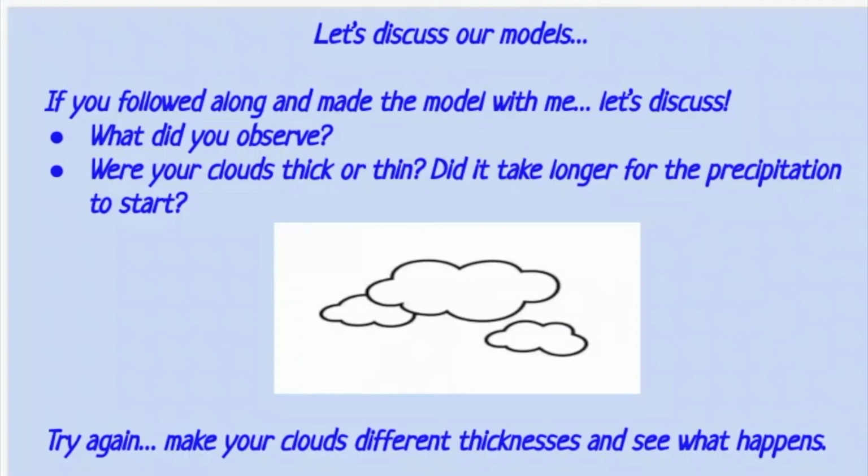I want you to look at your model right now. Were your clouds thick or thin? Did it take longer for the precipitation to start than it did for mine? And that kind of goes with what someone just said earlier, that, yeah, it took a little longer. What you can do is, you can always try this again. Try making your clouds different thicknesses and see what happens. Make a really thick cloud. Make a really thin cloud. See if there's a difference in how much food coloring your clouds can hold. Have some fun with it.